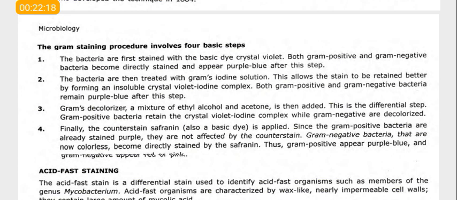So first, crystal violet is applied, then gram iodine solution. When we apply the crystal violet, we get a purple-blue color. Later, gram iodine solution is applied, which gives a crystal violet iodine complex.